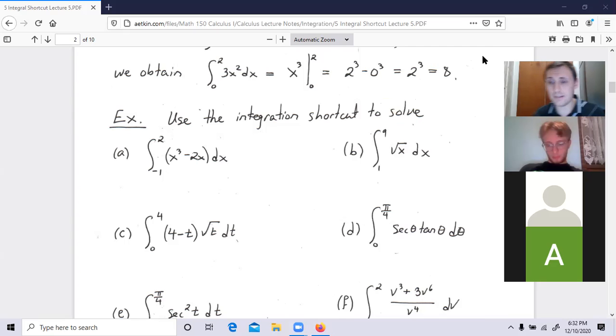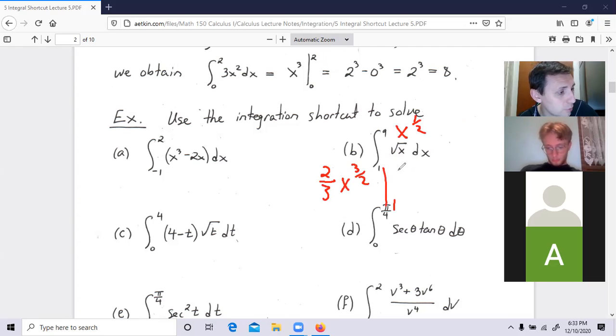let's move on, guys. So I was expecting a solution to this question, and I do not see it. It's 3 minutes already. So what is this function? It's x to the 1/2. What is an antiderivative of it? It is x to the 3/2 times 2/3 evaluated from 1 to 9, which means I plug in 9, subtract, and I plug in 1.